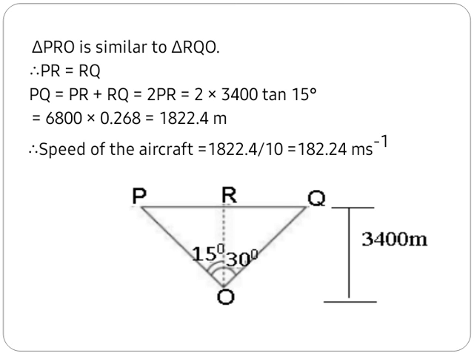So, the speed of the aircraft is equal to distance traveled divided by time taken, which is equal to 1822.4 by 10, which is equal to 182.24 meter per second.